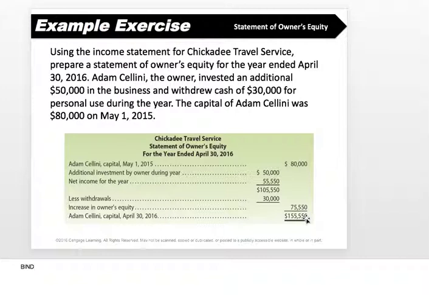and then here's your capital account. Also, when you're working a problem like this in Cengage, if there is an extra blank, it's probably for a subtotal like this. So just remember, Cengage does like subtotals. If there's a blank you're not quite sure what to do with, see if a subtotal might go there. And so then Adam Cellini ending capital balance would be $155,550. This is the statement of owner's equity.